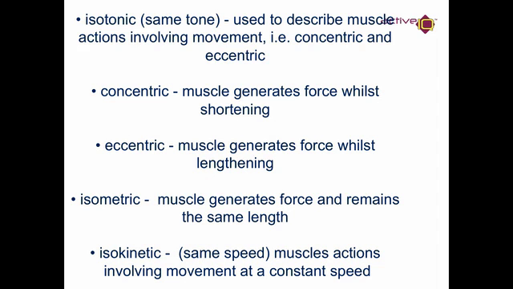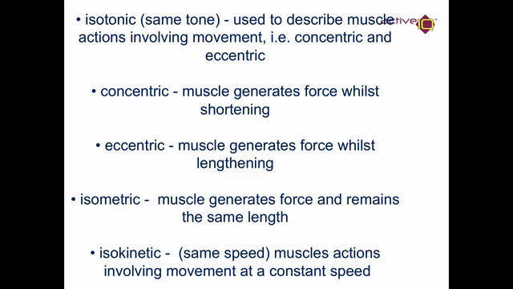Eccentric, essentially, is the opposite. It's generating force whilst lengthening. Again, if we look at the bicep, we bring it up towards the body and it gets shorter. That's the concentric contraction. We lengthen it and bring our arm back down. The second part of the bicep curl is an eccentric contraction. So, making the muscle shorter is concentric, making it longer is eccentric.